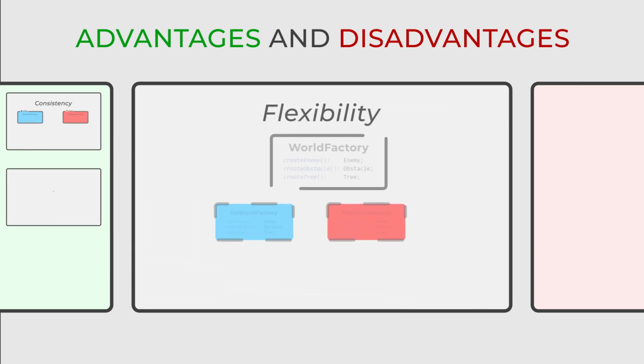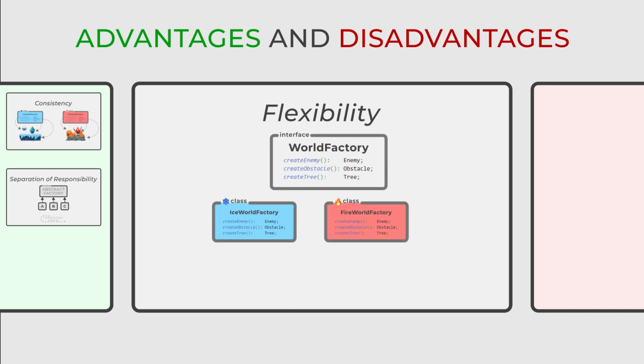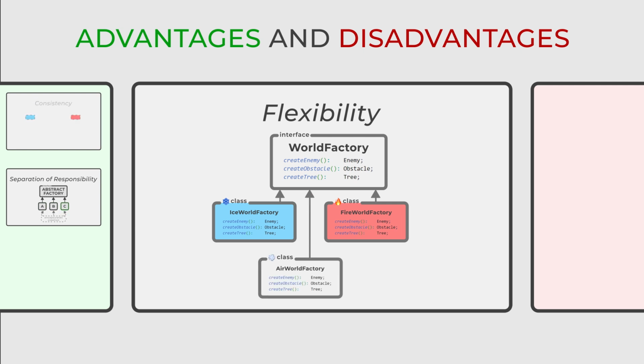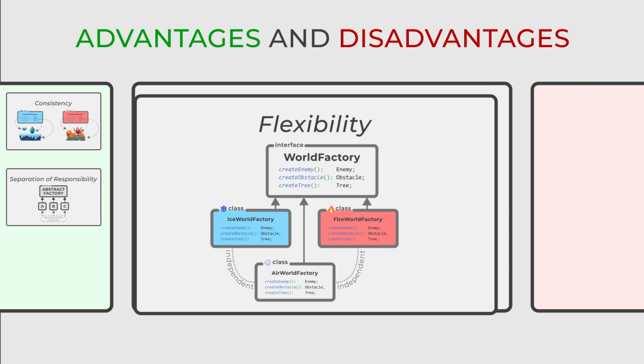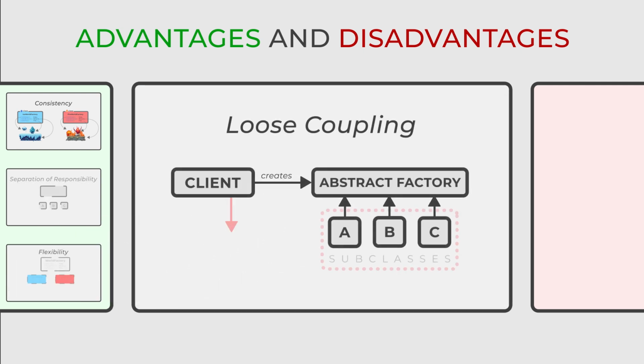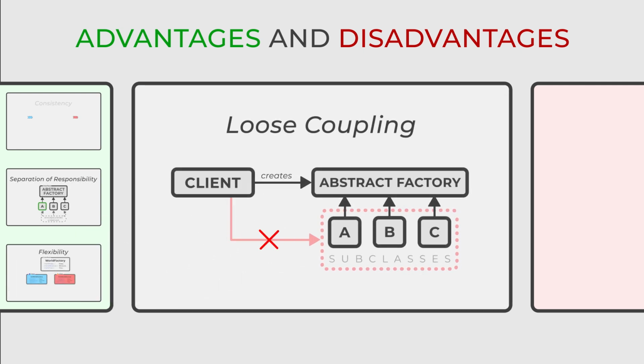Also, the abstract factory pattern offers flexibility. You can easily introduce new product families by creating new concrete factory classes without changing existing client code. Lastly, it encourages separation. Clients rely on the abstract interfaces of factories and products, which reduces dependency on concrete classes.